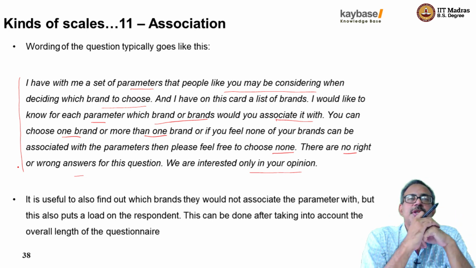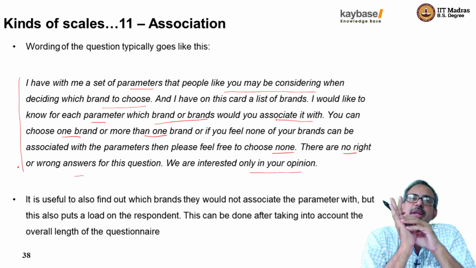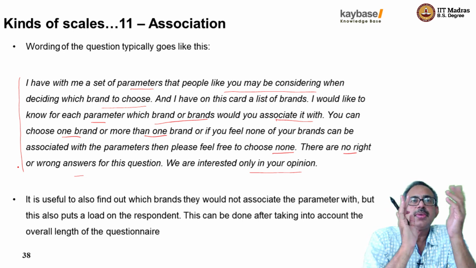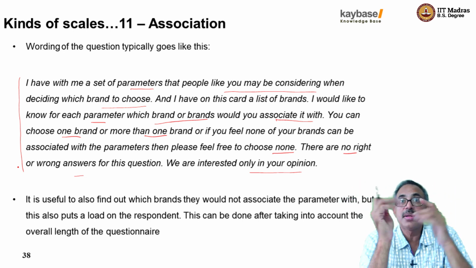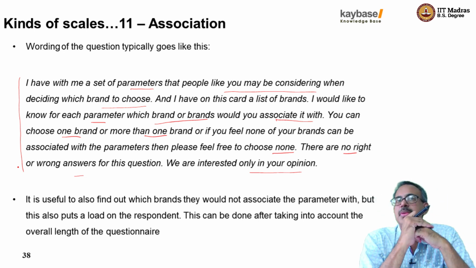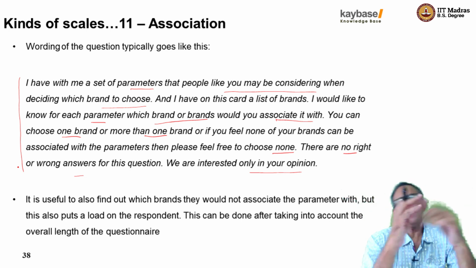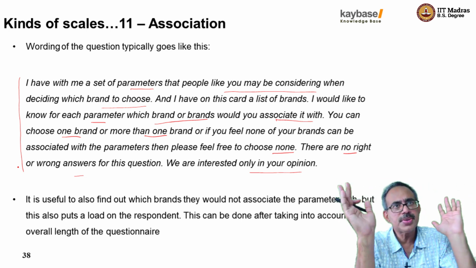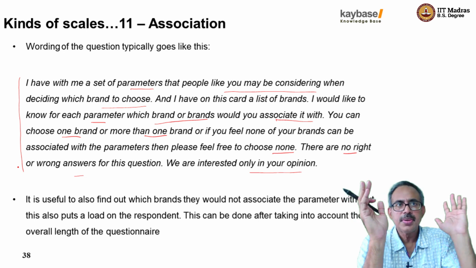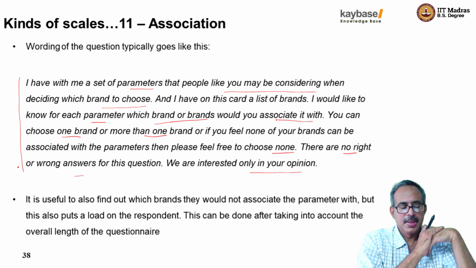So now this person says, for lather, I will choose Dove and Lux. For fragrance, I will choose Mysore Sandal and XYZ and ABC. For value for money, no, they're all too expensive. I won't choose any brand. Or for easily available, all the brands are easily available, so all the brands I will choose. Right? So this is the way the scale works.